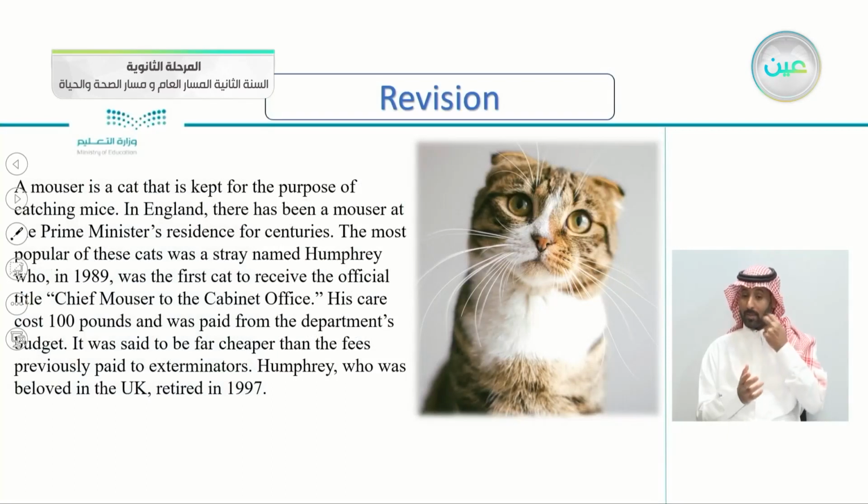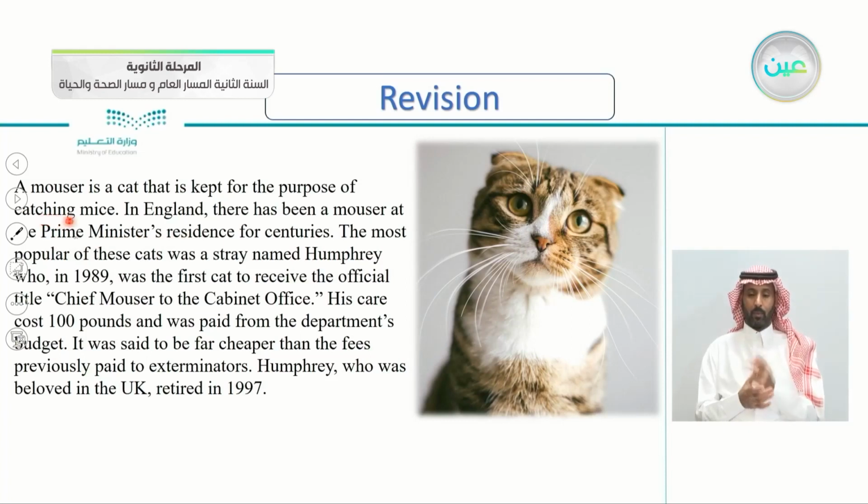Also here, this cat, we called it a mouser, from the name itself. A mouser is a cat that is kept for the purpose of catching mice. From the name itself, mouser, the purpose is to catch mice. This is, let's say, a fancy cat, because it's in England, and there has been a mouser at the Prime Minister's residence. Where did the cat live? It lived in the Prime Minister's residence. Residence here means the place where someone lives. That's why we called it a fancy cat or royalty, let's say, because it's living in the Prime Minister's residence just to catch mice.